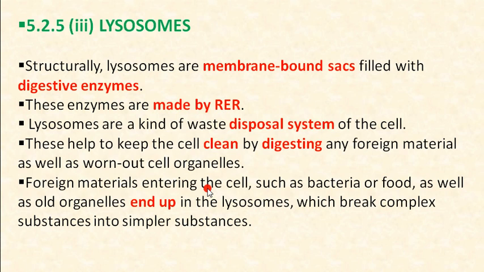So foreign material entering the cell, such as bacteria or food, as well as old organelles, end up in the lysosome also. So the lysosome is the place where the old cell organelles end up, or we can say die, in the lysosomes, which break the complex substances into simpler forms. So this is the role of lysosomes in the cell. Which break the complex substances, meaning large substances, and convert them into simpler substances.